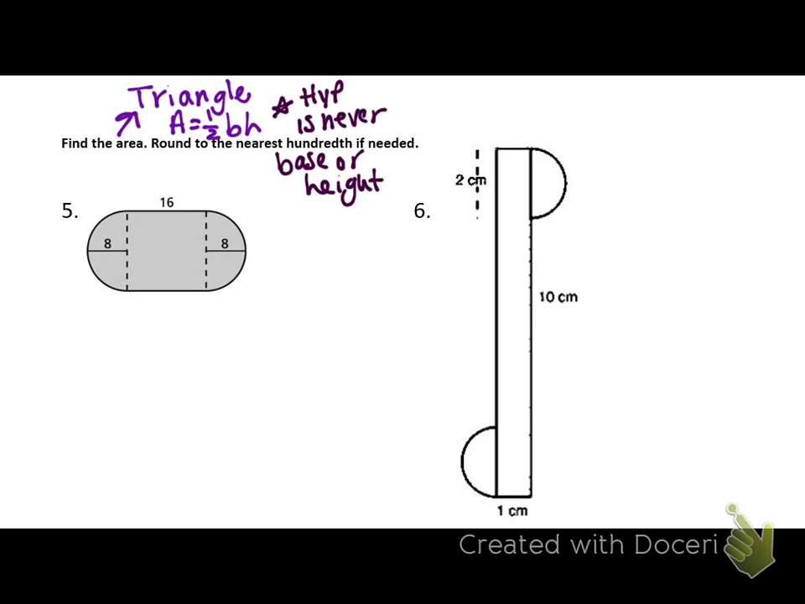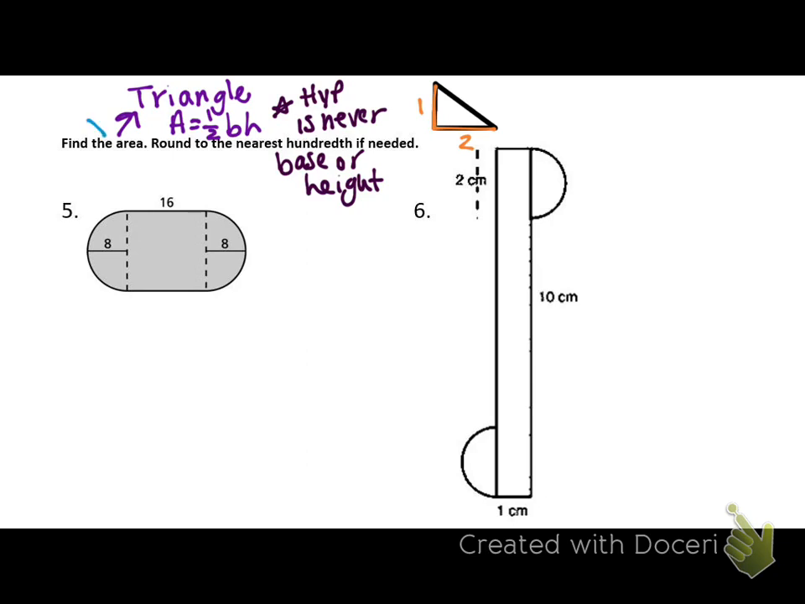I'll show you an example. I'll give you a second to write that down. So it's always 1/2 base times height. The hypotenuse will never be the base or the height. So this portion will never be base or height. You would have to use the horizontal and the vertical side as your base and your height.